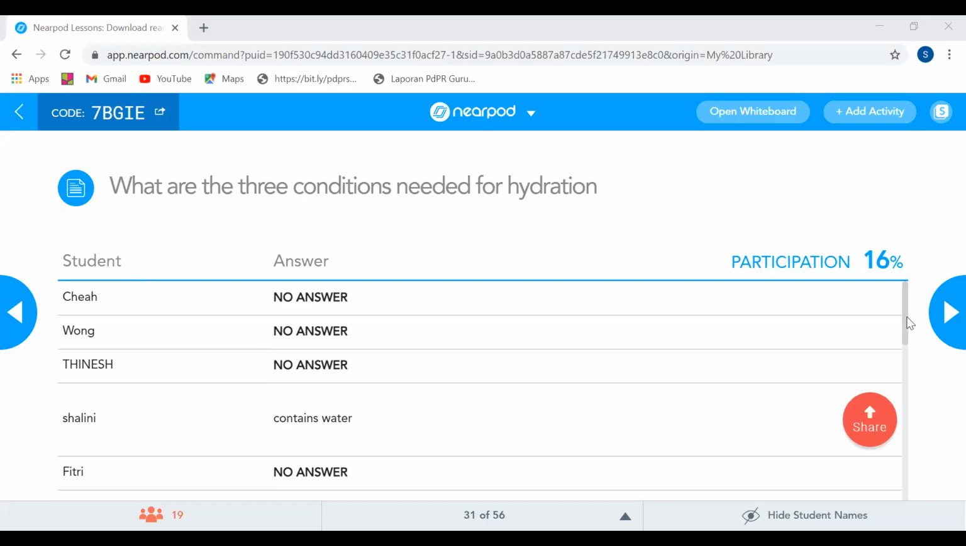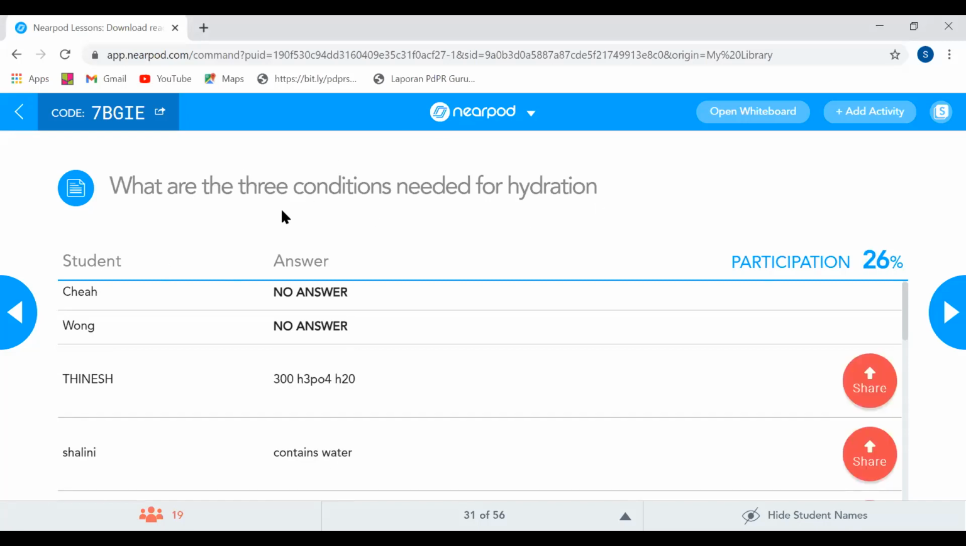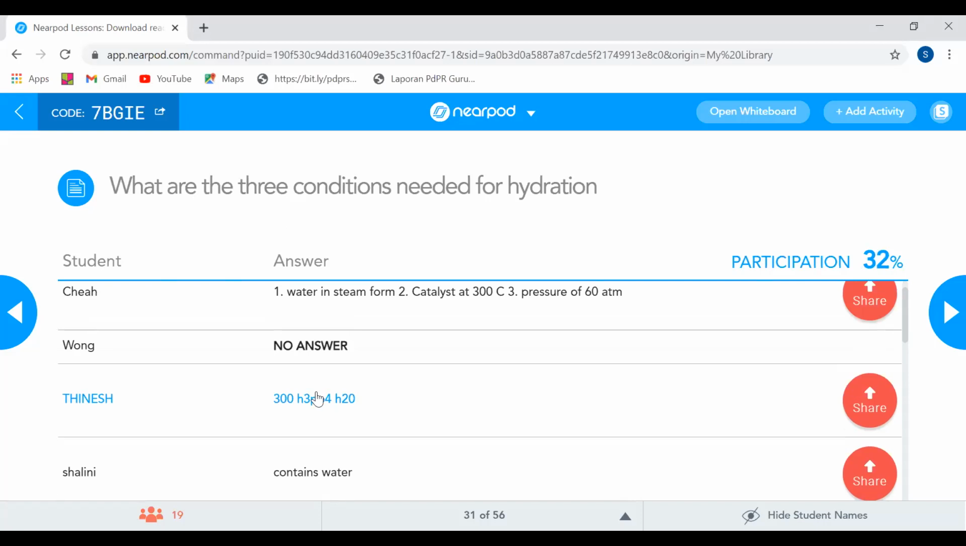Okay, wrong. Not contains water. Teacher's asking, what are my 3 conditions? Dinesh, one answer still wrong. I'm using 300 degrees Celsius. I'm using phosphoric acid. And one more. Okay, Chia's answer is correct.